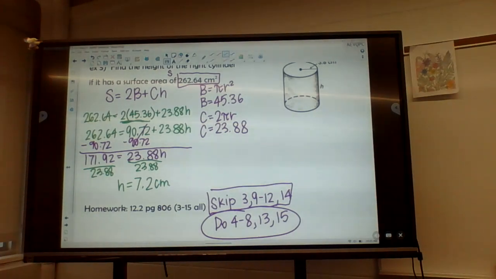All right, essentially what we're doing is the opposite of what I wrote to Skip yesterday. We're going to switch that up. We're going to do numbers 3, 9 through 12, and then also 14.